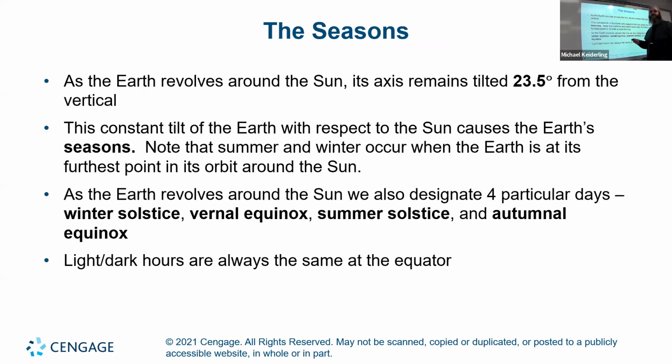Now the seasons. As the Earth revolves around the sun, its axis remains tilted at 23.5 degrees from the vertical. This constant tilt of the Earth causes the Earth's seasons. It turns out that both summer and winter occur when the Earth is at its furthest point from the sun and its closest point.